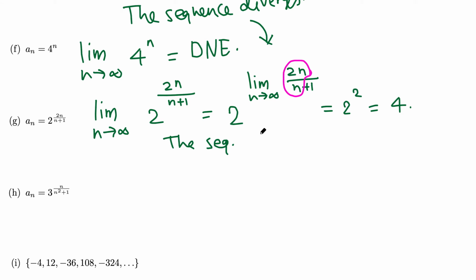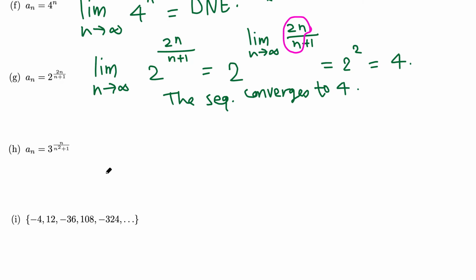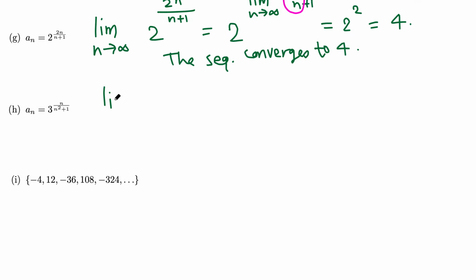The sequence converges to 4. Here, same thing, the limit as n goes to infinity of 3 raised to n over n squared plus 1. Take the limit there, so 3 raised to the limit as n goes to infinity of n over n squared plus 1.